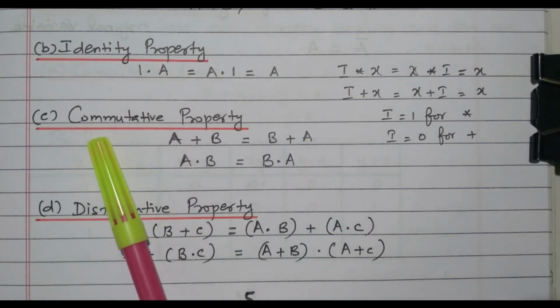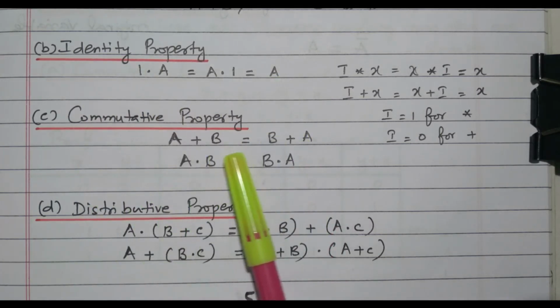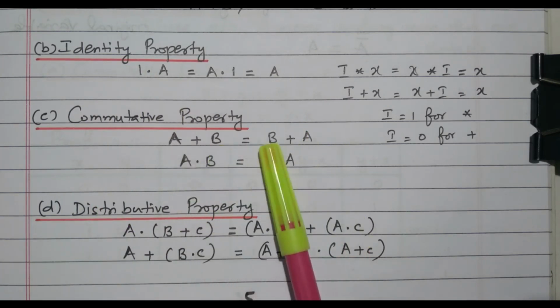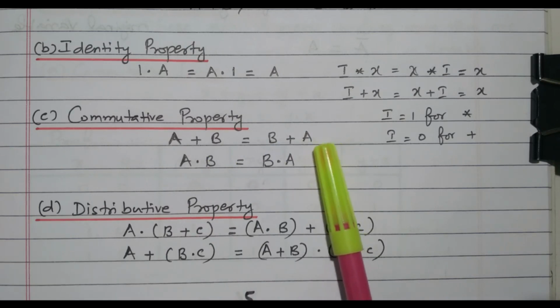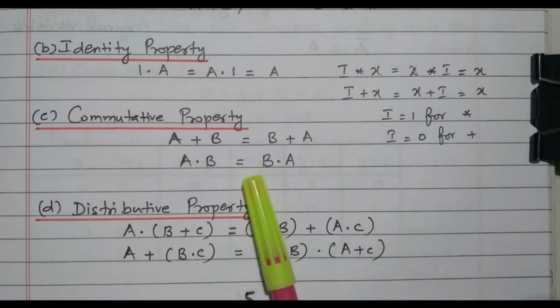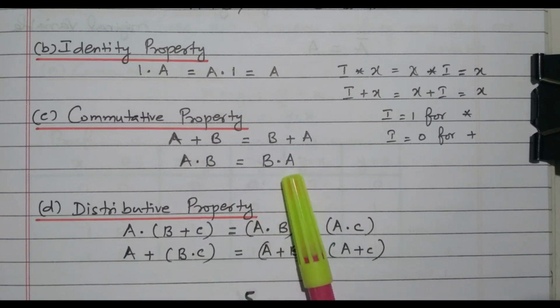Then the commutative property: A plus B can be written as B plus A, both are the same. Adding A and B or B and A, both are equal. In the case of the dot product, A dot B equals B dot A, both are equal.